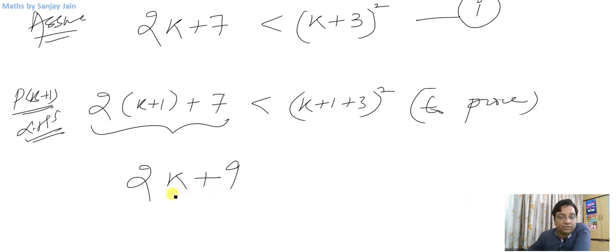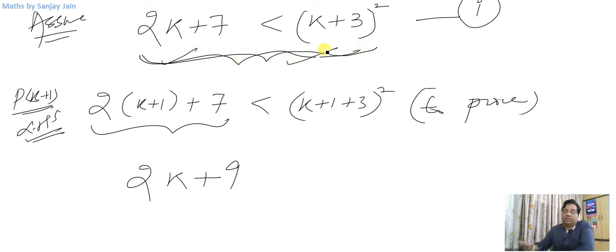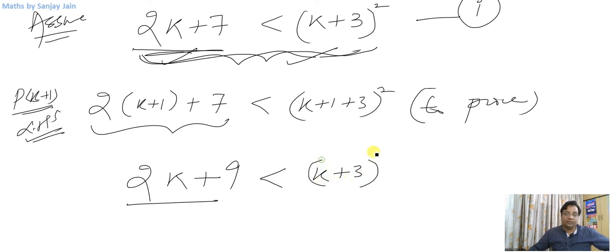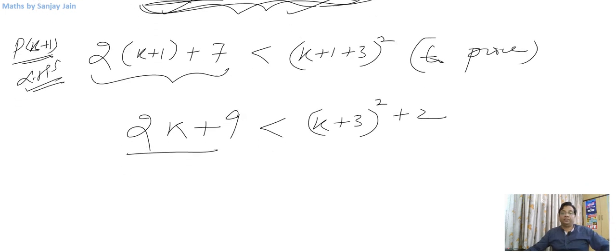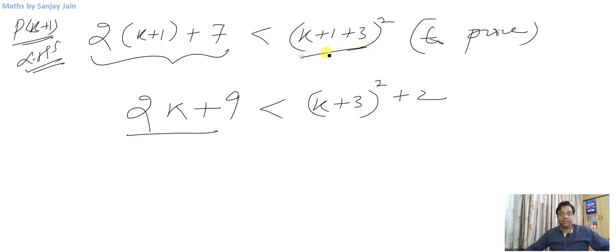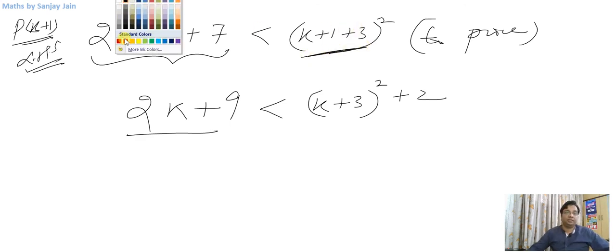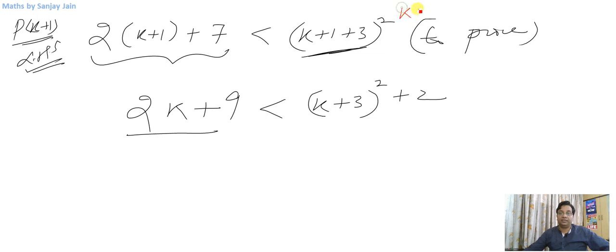So what I can do is I need to use this, right? To use this, I can add 2 on both sides of the inequality, which is allowed, right? So left hand side will become 2k plus 9, and it will be lesser than k plus 3 squared plus 2, because I have added the same thing on both sides of inequality, which is allowed. And this is what I require in the end: what I require on the right hand side, k plus 4 squared. That this expression 2k plus 9 is lesser than k plus 4 squared.